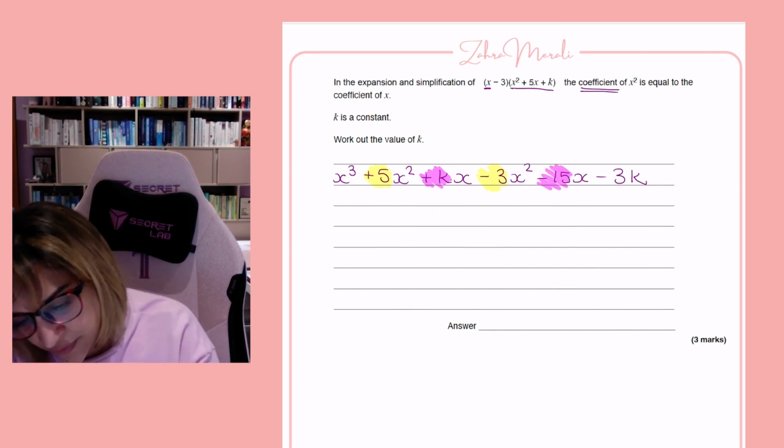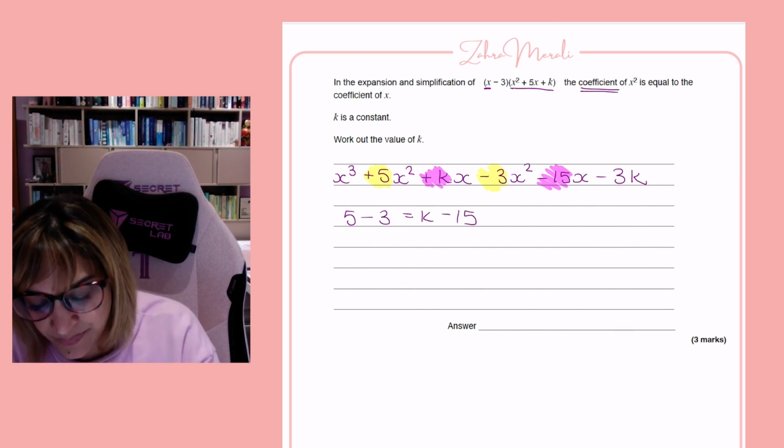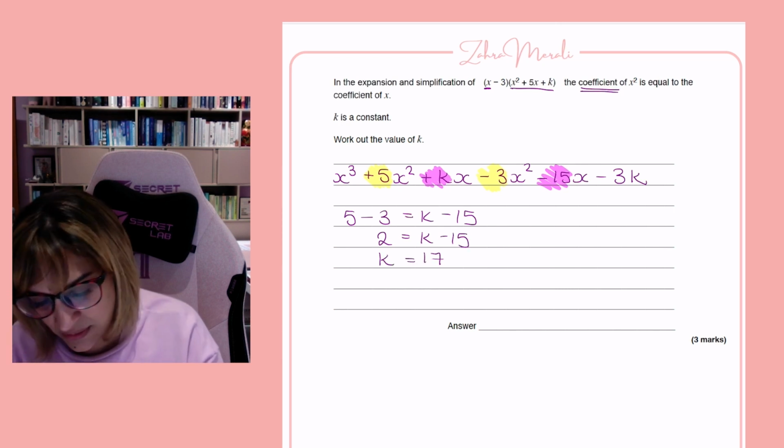So now we've got 5 minus 3 equals k minus 15. So we'll have 2 equals k minus 15. Therefore, k equals 17. So k equals 17.